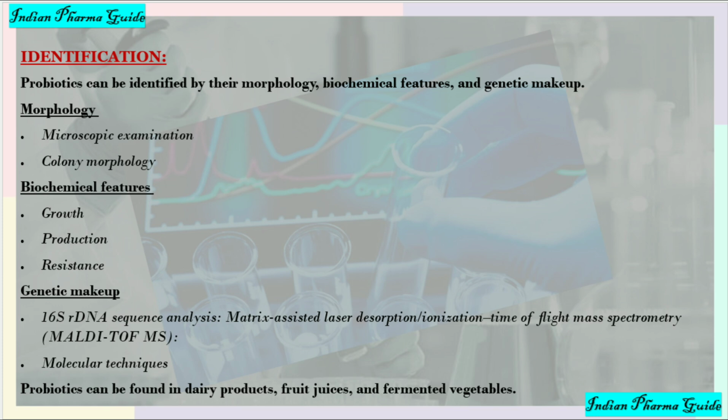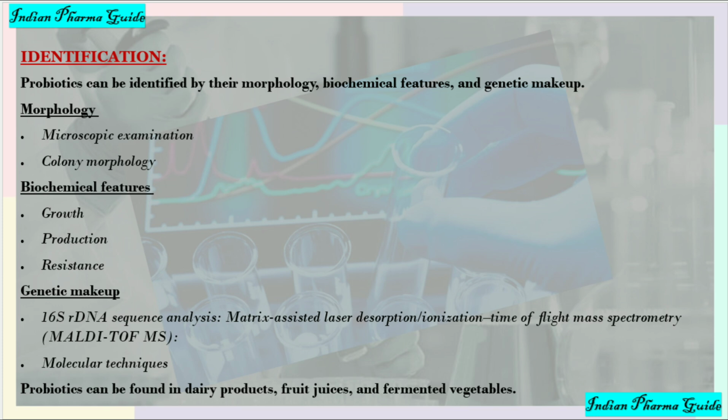Second one, biochemical features. In this, first one is growth. Determine the optimal growth temperature and how the microorganism grows in liquid and solid substrates. Next, second one is production. So here it will determine if the microorganism produces certain compounds such as dyes, hydrogen sulfide or ammonia. Next, last and final one is resistance. So here it will determine if the microorganism is resistant to antibiotics, bacteriophages or other drugs.